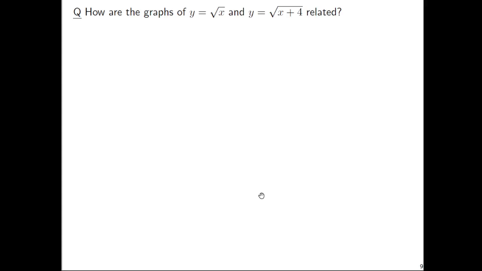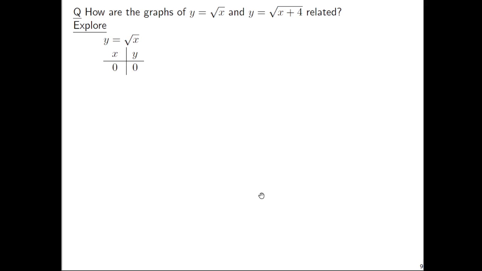Question: how are the graphs of y equals root x and y equals root x plus 4 related? Again, we just said that you cannot distribute that radical there. So explore by plugging in values of x and then getting values of y. It's going to be really helpful if we pick values of x to be perfect squares, like 0.